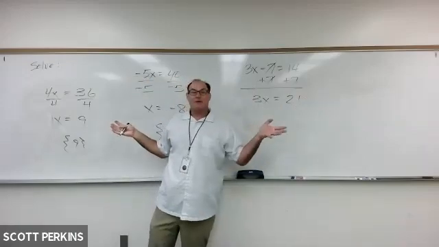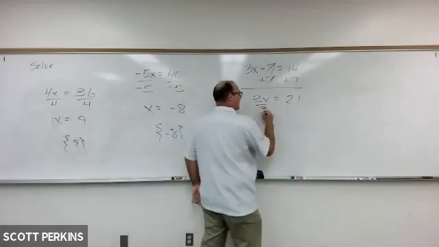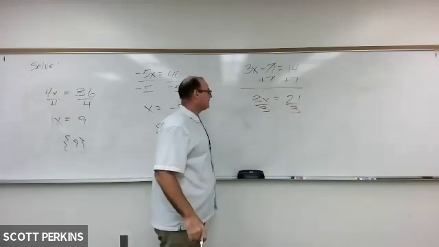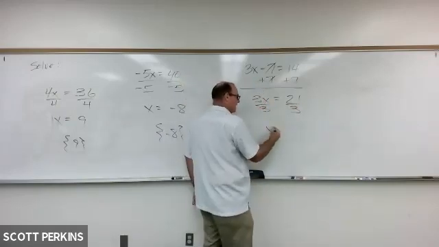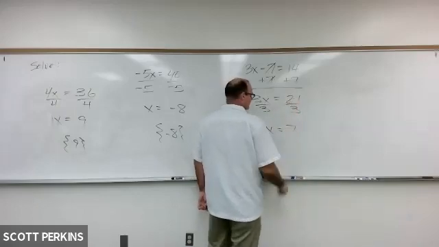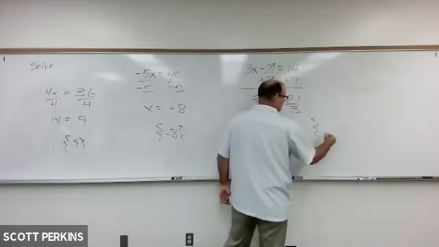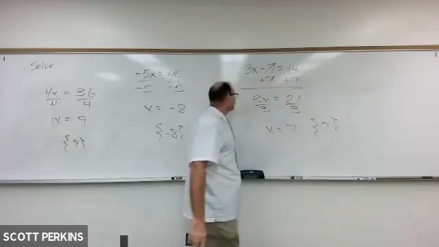Last step. Yeah, it's always going to be our last step. Divide by 3. And then 3 divided by 3 is 1x. 21 divided by 3 is 7. And that's my solution set. I put some squigglies around it, and there it is.